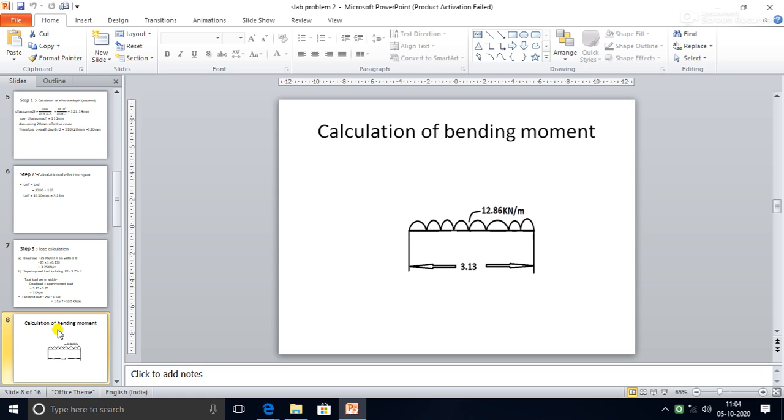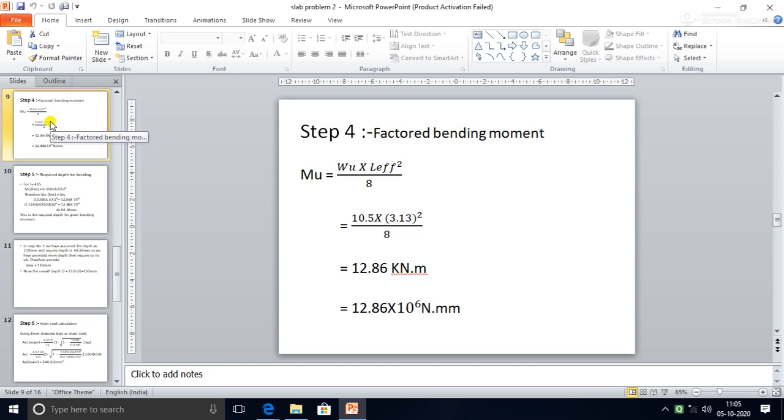This is the simply supported beam carrying a UDL of 12.86 kilonewton per meter, that is the factored load, and the effective span is 3.13 meter. For this effective span we have to calculate the bending moment, and that bending moment is equal to WL square by 8, that is 12.86 into 3.13 square divided by 8, that is 12.86 kilonewton meter, that is 12.86 into 10^6 Newton mm.